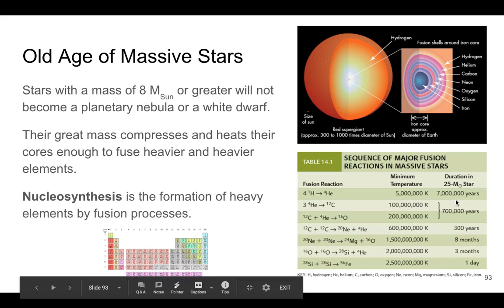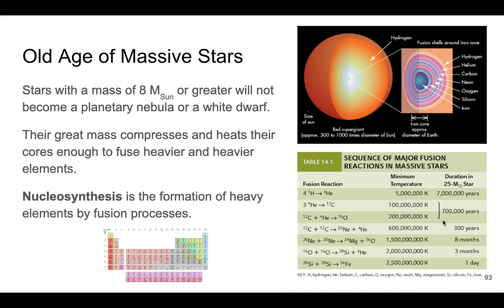So it's neat the way these phases work. The first stage, 7 million years. Next stage, 700,000 years. Then 300 years. Then 8 months. Then 3 months. And then this last stage, fusing silicon plus silicon into iron, only lasts for 1 day.